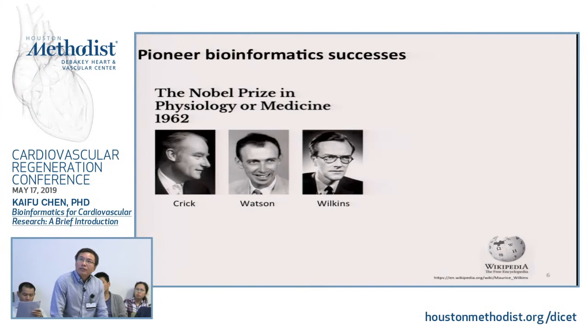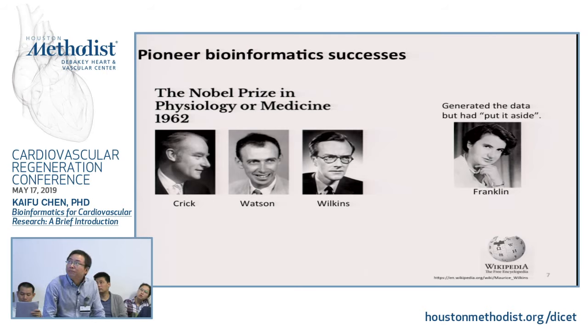Actually, bioinformatics has a very, very long history. I guess everybody here knows these three people, right? They are Crick, Watson, and Wilkins, and they discovered the double helix structure of DNA. But many people know these three, yet probably don't know the other person who was very important to this discovery. Many people say this fourth person should also have gotten the Nobel Prize. Her name is Franklin.